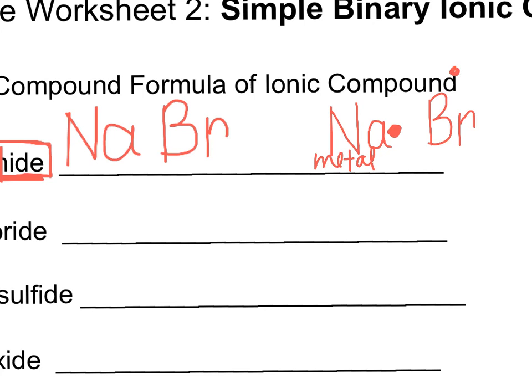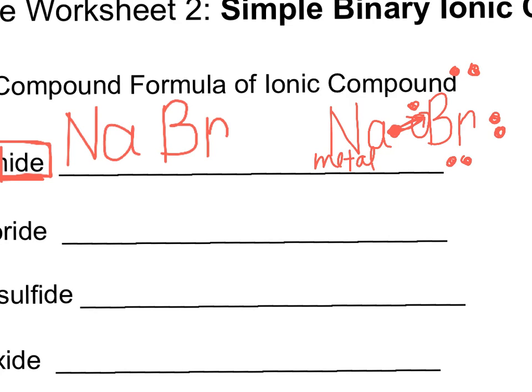Then bromine, I look for bromine, it's under that 17 number, so it's considered group 7, and that means it has 7 electrons. So 1, 2, 3, 4, 5, 6, 7. How many does it need to become full? 1. So that means it's gaining 1 to become full.